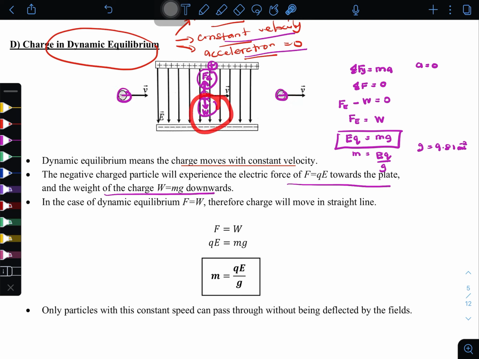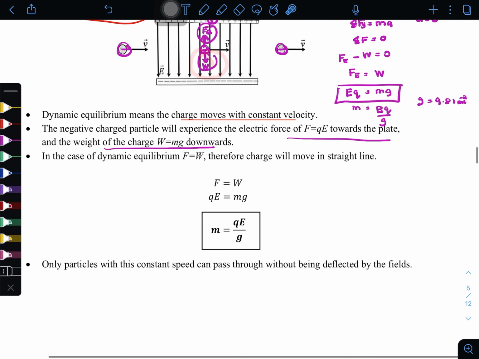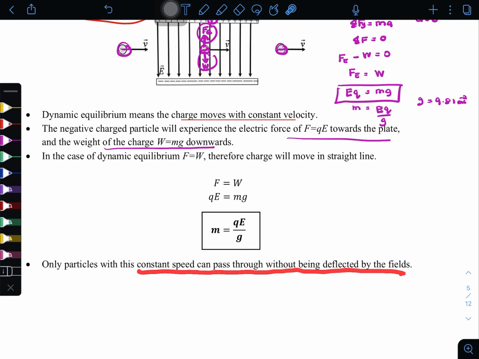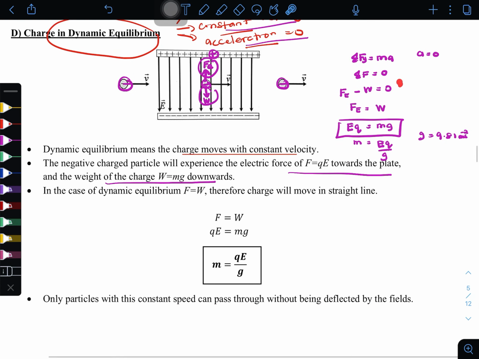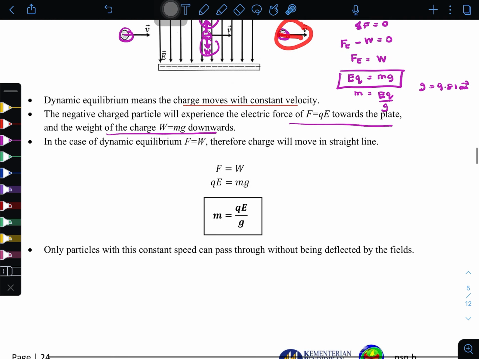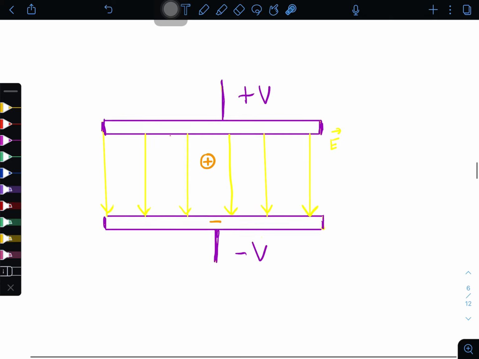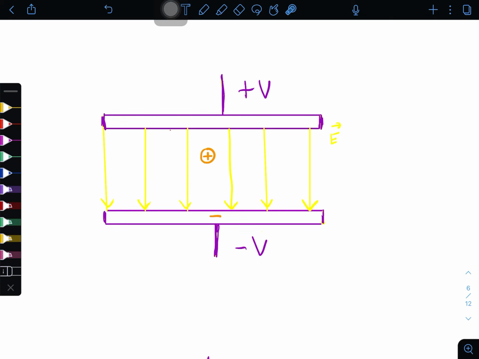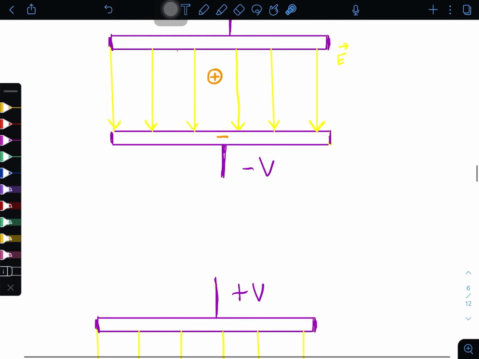Sebab kita consider weight. Untuk kes yang kedua tadi, kita tak consider weight. Alright? Only particle with this constant speed can pass through without being deflected by the field. Alright? So, maksudnya force dengan weight tu kena sama. Baru dia boleh keluar dengan dynamic equilibrium. Right? So, for example here, okay. Saya ada positif, this one, kes yang ketiga.